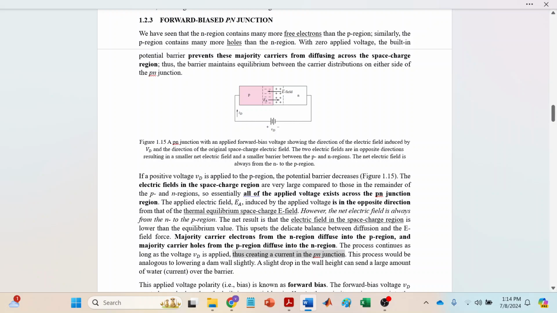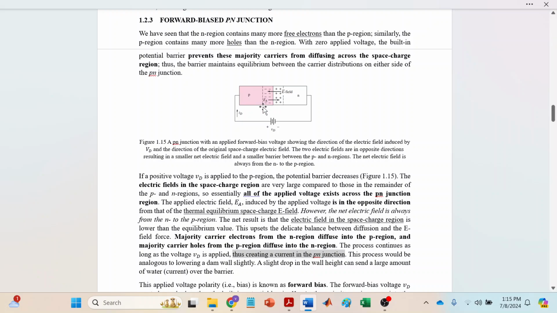As a result of this forward bias voltage, an electric field is generated, but the applied electric field is in the opposite direction to that in the space charge region, and the net electric field is reduced, but it's always from the N region to the P region. And as a result of the reduction in the electric field in the space charge region below the equilibrium value, this is going to upset the delicate balance between the diffusion and the electric field.